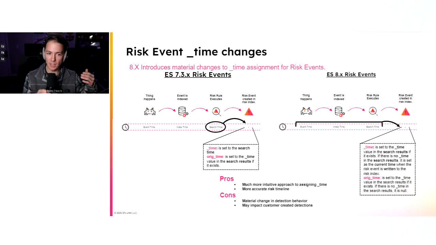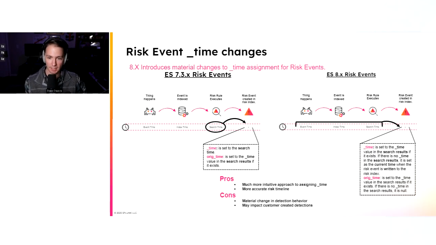In 7.3, the way that works is something happens, and that's what we have as the event time, and then there is an index time. The event happens and there's an index time, and usually time is set to the event time, and then there's that underscore index time that you can get access to if you do this fun eval thing. And then there's a risk rule that says, hey, you're going to go look at the risk index and then bubble some stuff up. The risk event is created at the search time, which is when it gets added to the risk index, versus the event time versus the index time. And then you can see on the slide where orig time is set to the time in the search results, coming back from the event time.